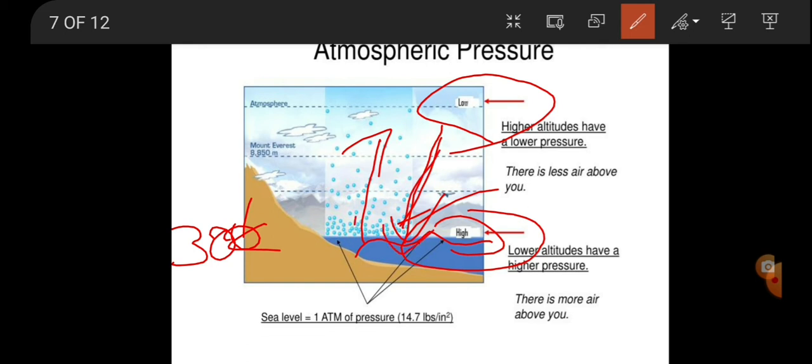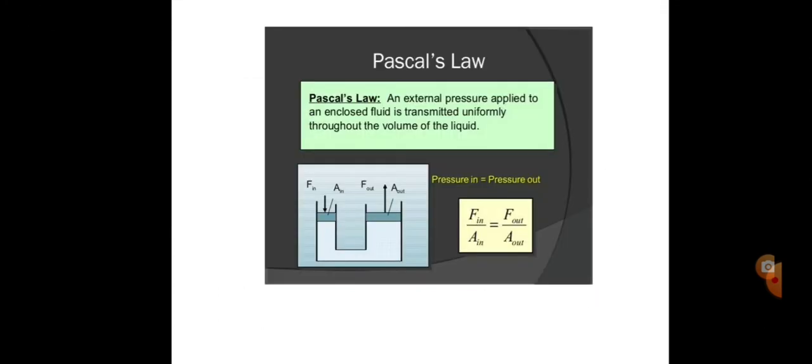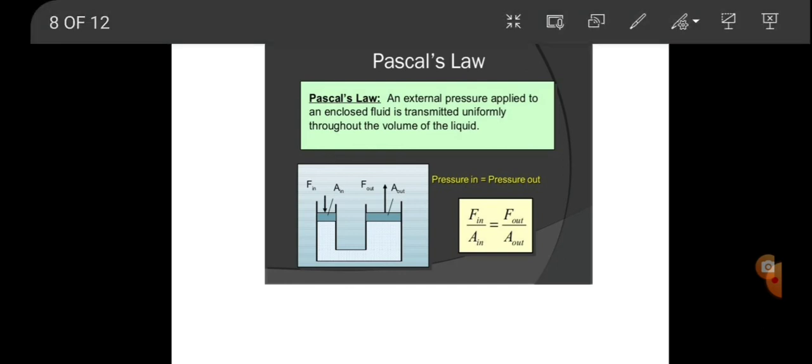Then only Pascal's law, the very important Pascal's law. Pascal's law was provided by the mathematician and scientist Blaise Pascal. Pascal's law on external pressure: external pressure applied to an enclosed fluid is transmitted throughout the volume of the liquid.